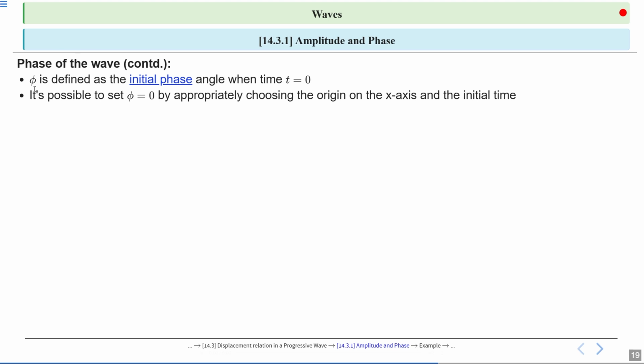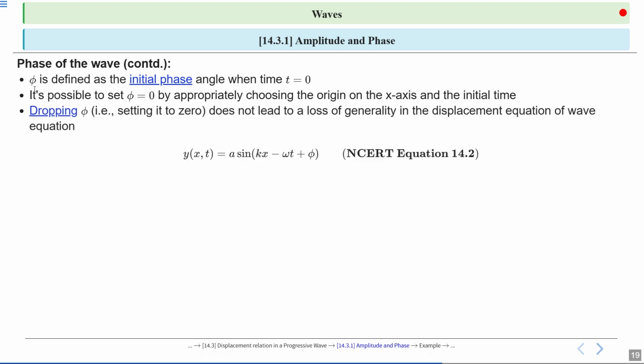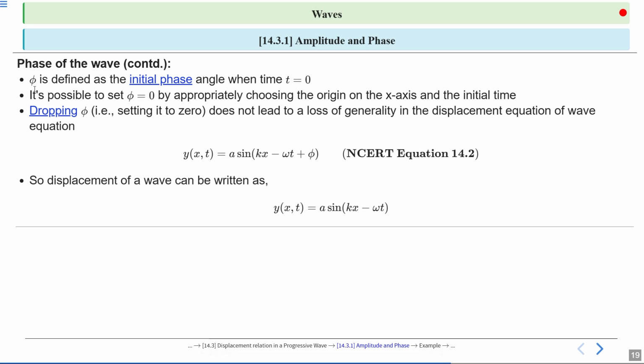It's possible to set phi equal to 0 by appropriately choosing the origin on the x-axis and the initial time. So, dropping phi here or setting it to 0 in the wave equation, the general displacement equation for the wave is y of x, t equal to A sine kx minus omega t plus phi, where A is the amplitude, k is the wave number, omega is the angular frequency, phi is the initial phase. So, displacement of the wave can be written as y of x, t equal to A sine kx minus omega t. This is the standard form.